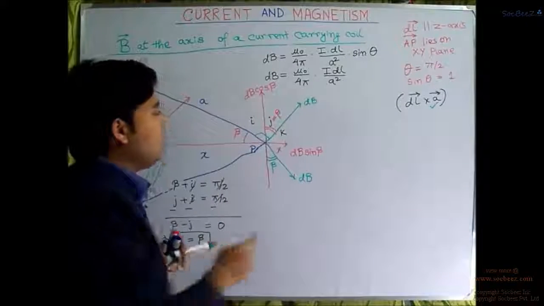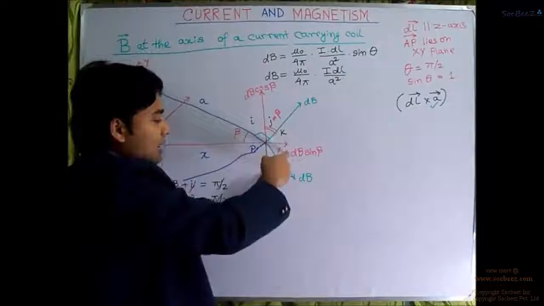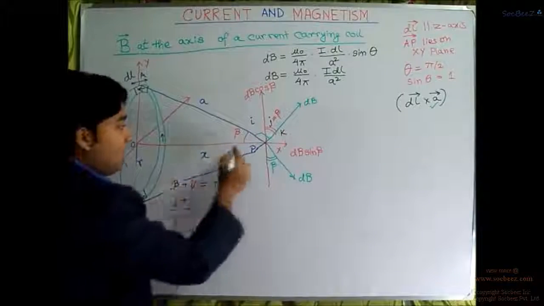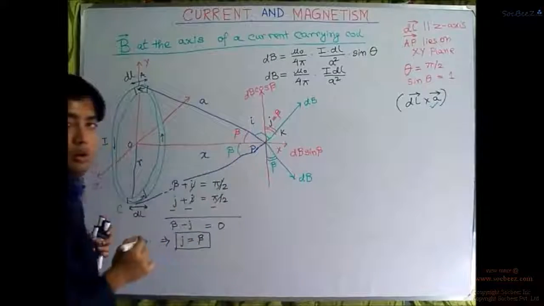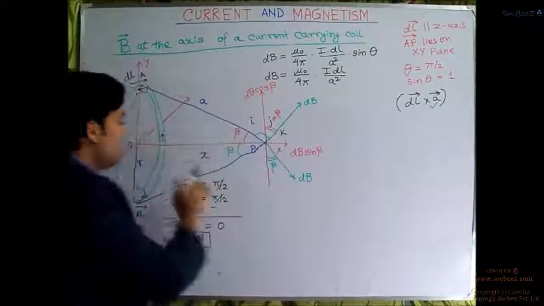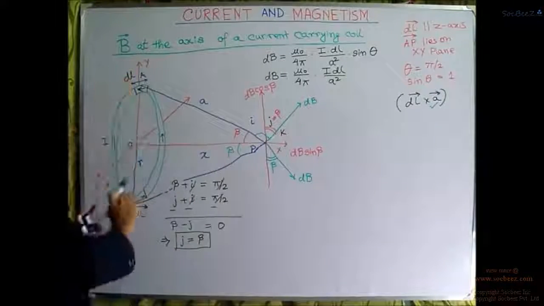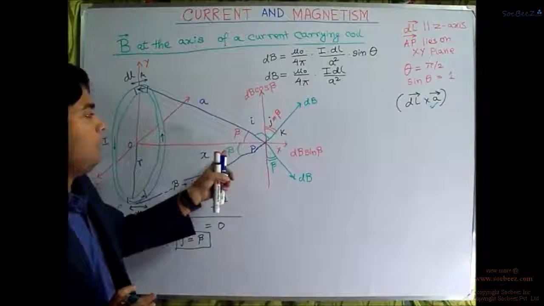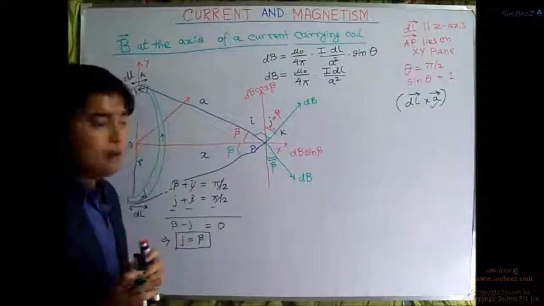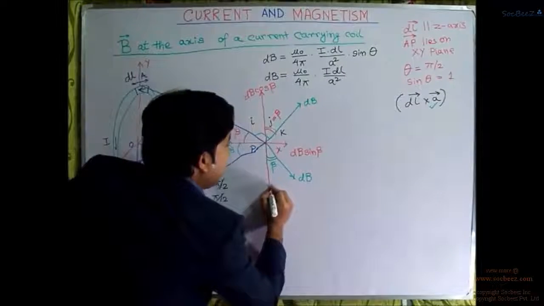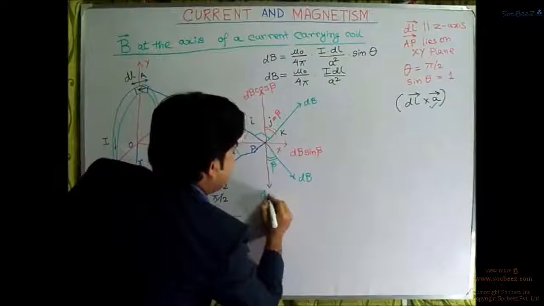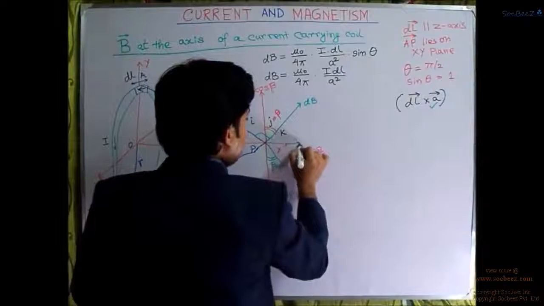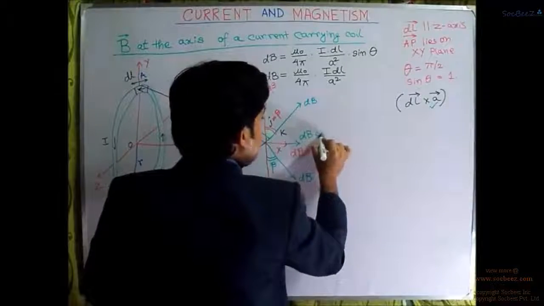Or else you can say very clearly that this angle plus this angle equals 90 degree, and this angle plus this angle equals 90 degree. So we can say that this angle is equal to this angle. So likewise over here, this will be beta, right? Because this is from the center. This is the axis. So the topmost part and the lowest part will make the same angle at any given point on the axis. So this will be beta and this will be beta. So we can resolve this portion as dB cos beta, and this portion as dB sin beta.